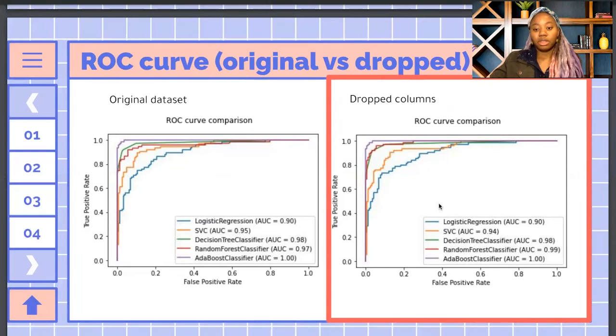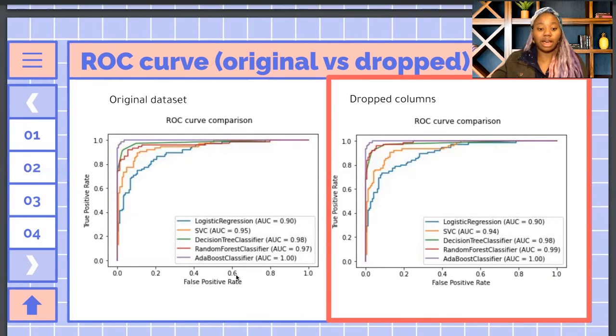And right now, my front runner is the AdaBoost classifier, although it has an area under the curve of 1, which looks good, but also is kind of dangerous. It's like too good to be true, because when you have a score that high, it generally means that it is overfitting, and you have to be careful of that.